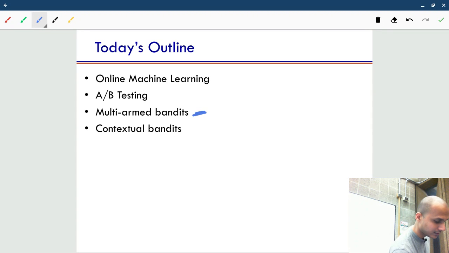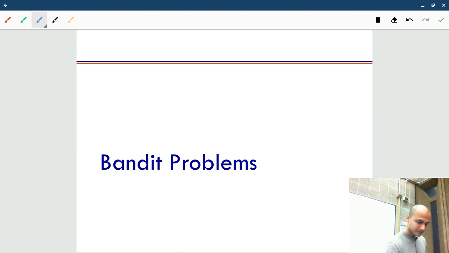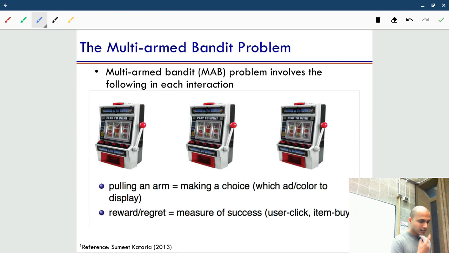look at multi-armed bandits. Okay. So let's first understand what multiple arms means here. Arms are just actions, and also let's understand what bandit means. So the multi-armed bandit problem is as follows. Okay. So there are going to be multiple interactions. So there's going to be something sequential.